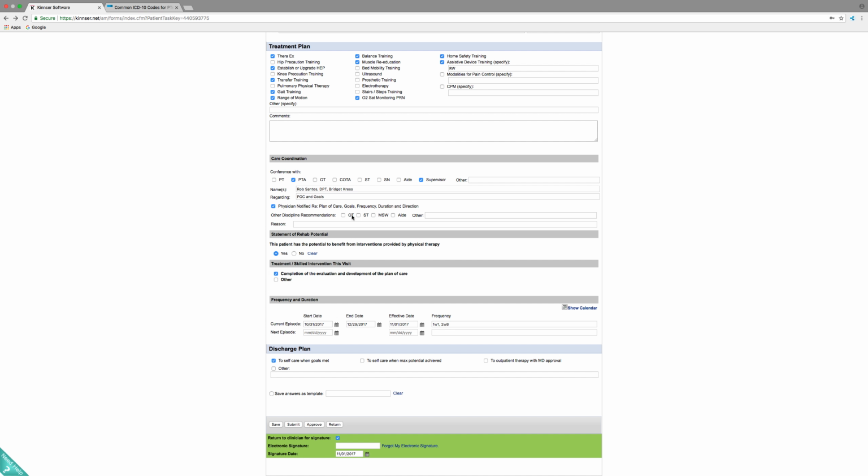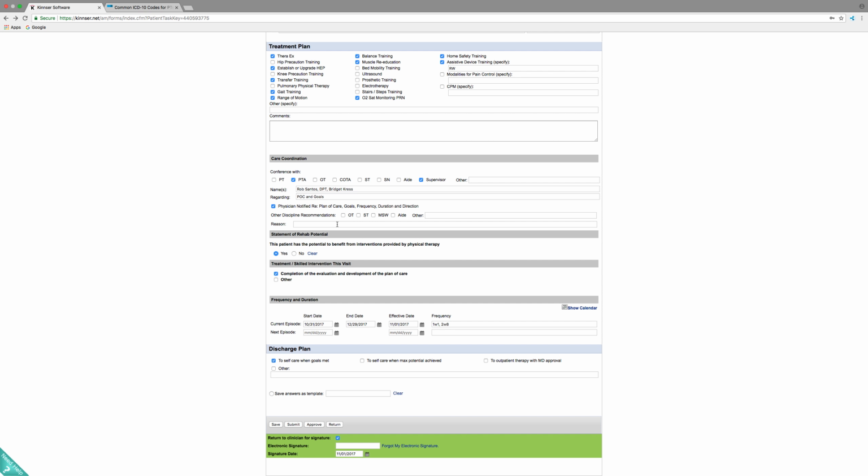There's another discipline that you're recommending, so this is the PT evaluation. If we're recommending OT, ST, or MSW, you check the box here and you write in the reason why. This would be your physical way of requesting another discipline. You should not assume that because you documented it here that actually means it's going to get done. I absolutely would call it in.